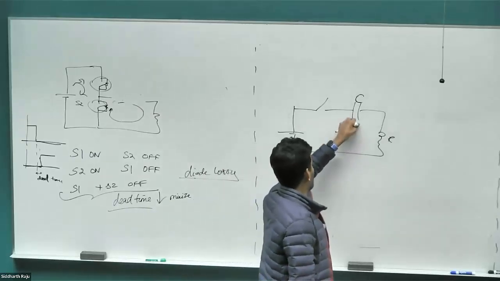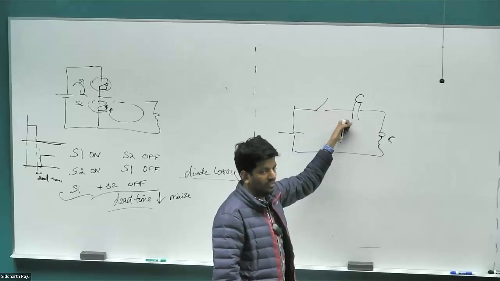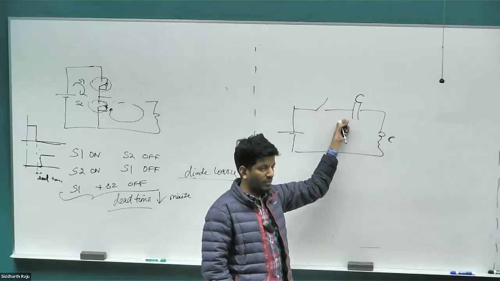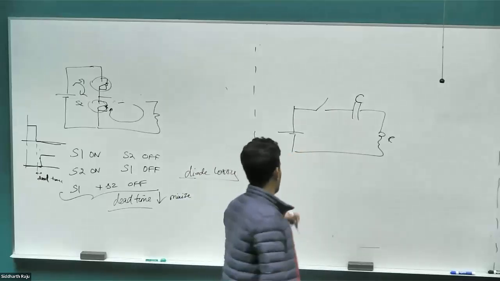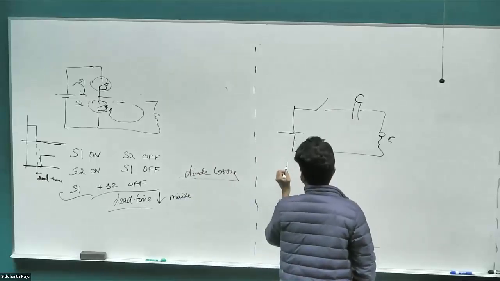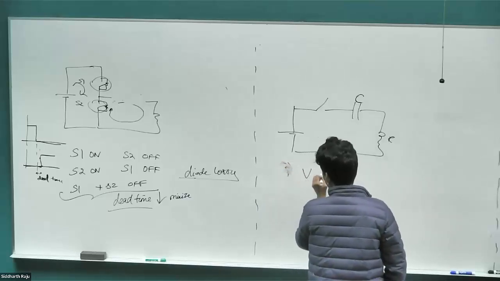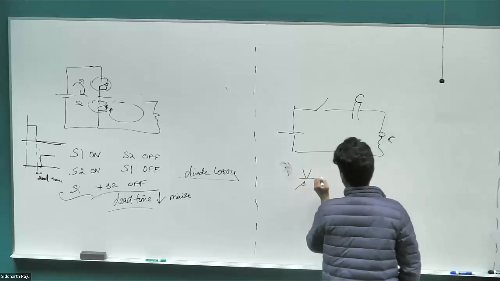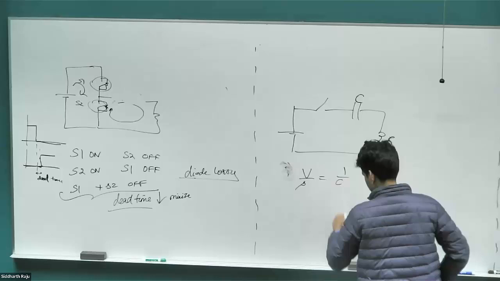As soon as you turn this on, the capacitor offers zero impedance. But at steady state, the capacitor offers infinite impedance. If you have a capacitor, the steady state current through the capacitor is zero. So our equation is going to end up being V divided by S once you take the Laplace of it, and then we have 1 by S.